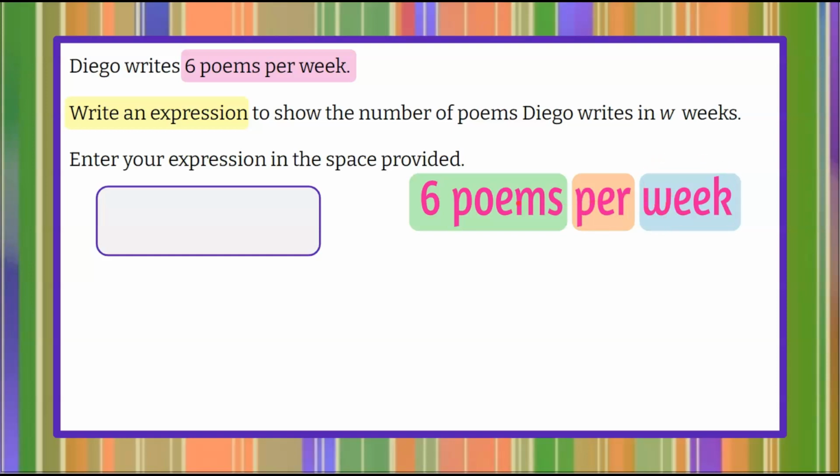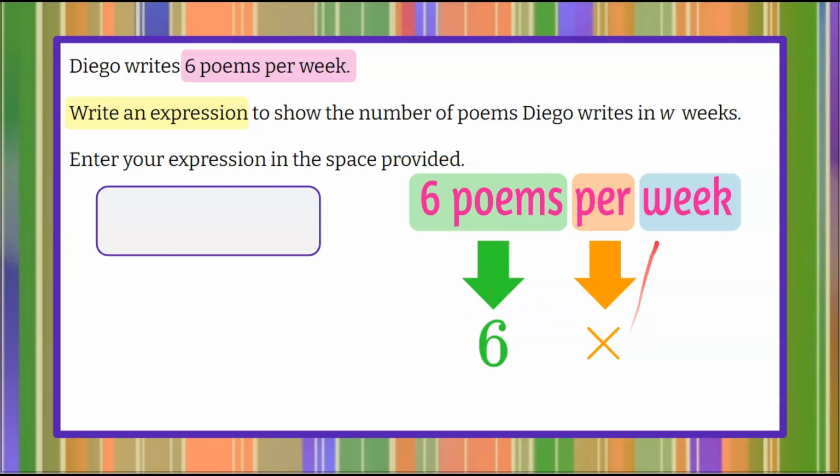So we need to understand that 6 poems in our mathematical expression is going to be represented using the number 6. So 6. Now we need to talk about the word per. When we talk about the word per in math, that means multiply. So if I say that you can have these books and it costs $2 per book, you're going to multiply 2 by the number of books. Here, we're going to multiply the number of weeks by 6 because Diego writes 6 per week.